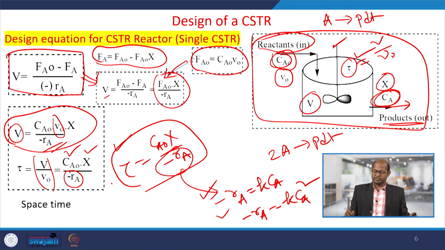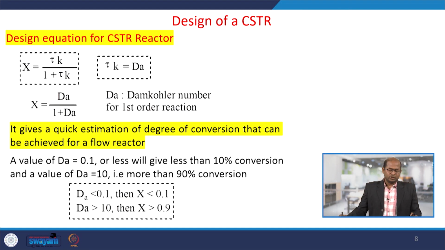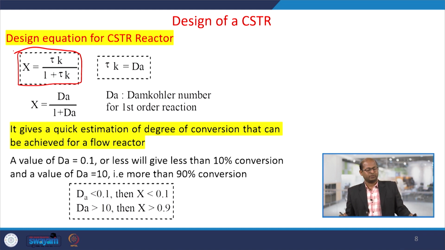So, final concentration, conversion, anything we can find out using these equations once we know the space time and reaction rate constant value. So, here is the design equation for the CSTR reactor for first order reactions. We have expressed the conversion in terms of tau k by 1 plus tau k.